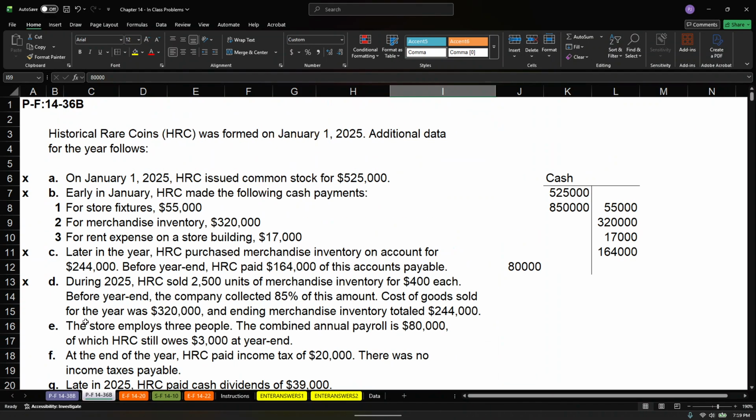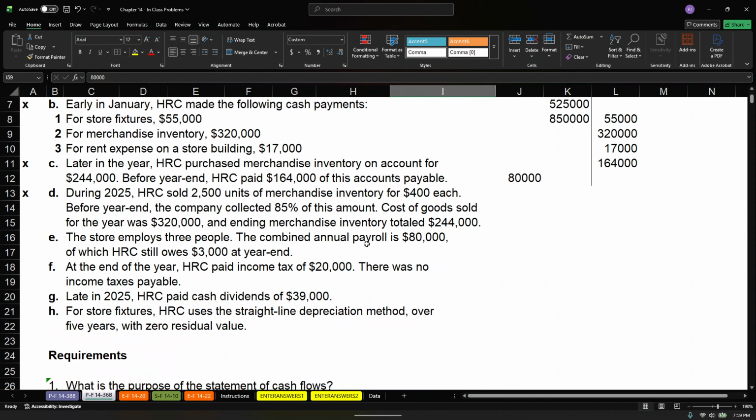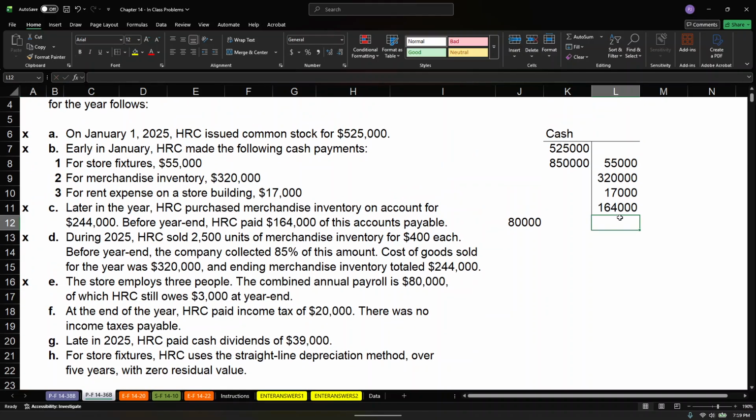Okay. So we have this expense of 80,000. We have the salary payable liability of 3,000. So this one is fully done. But this we need to have 77,000 outgoing cash.